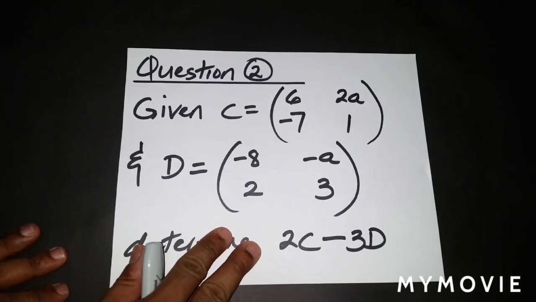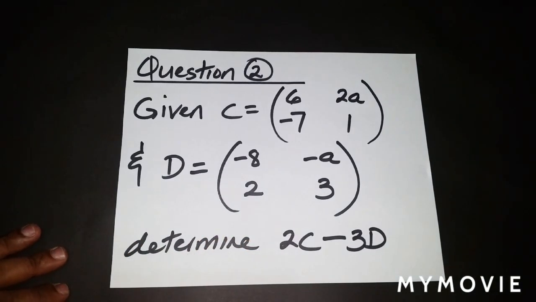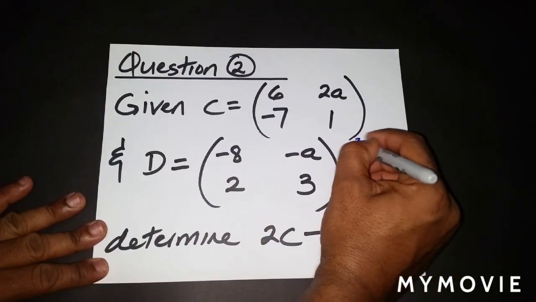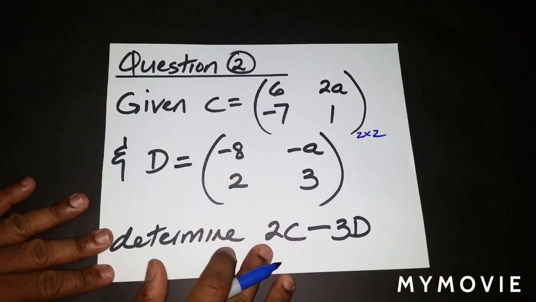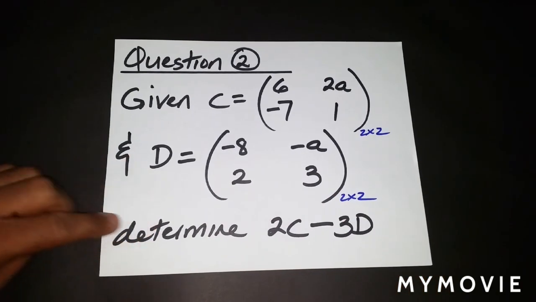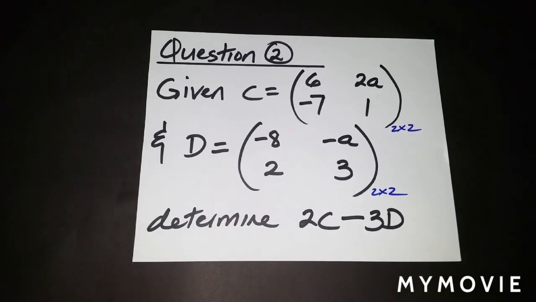Let's take a look at another question. So we have given C equals that, and obviously this is a 2 by 2 matrix here. We have a 2 by 2 matrix here, and this is also a 2 by 2 matrix. So once the matrices are of the same order, then addition and subtraction can occur.